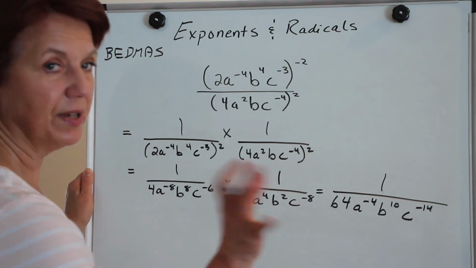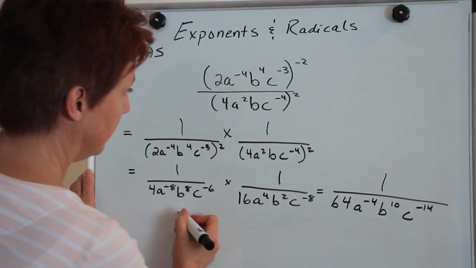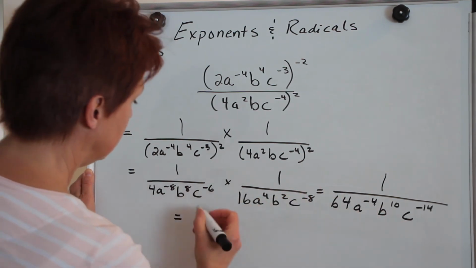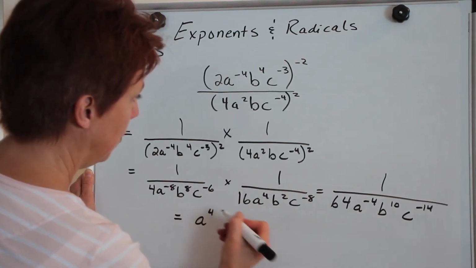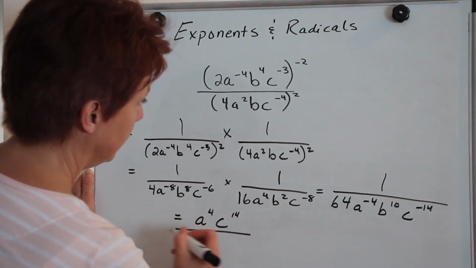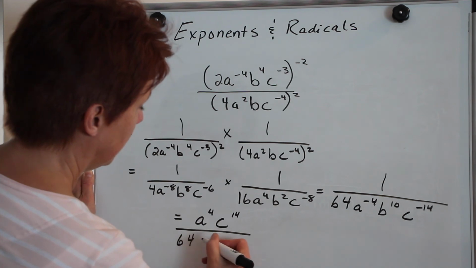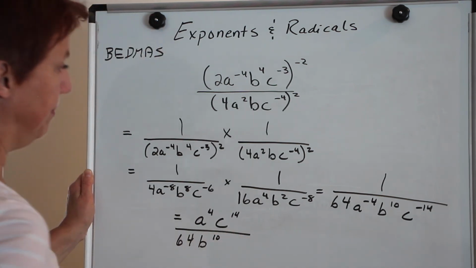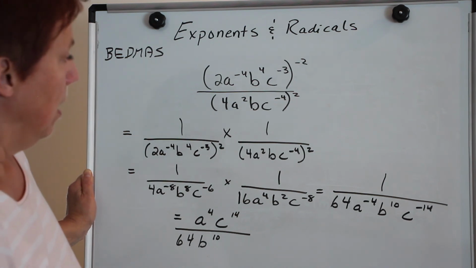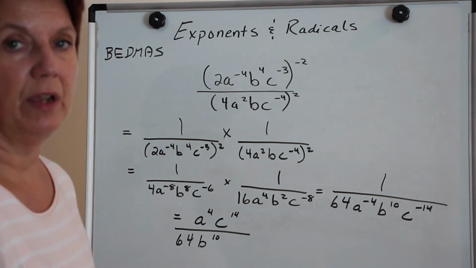Now that's not wrong, but it's not finished because we want positive exponents. So what we're going to do is we're going to move the a and the c into the numerator. So we have a to the 4, c to the 14 over 64, b to the power of 10. And that one's done. Okay, so that's it for this video.